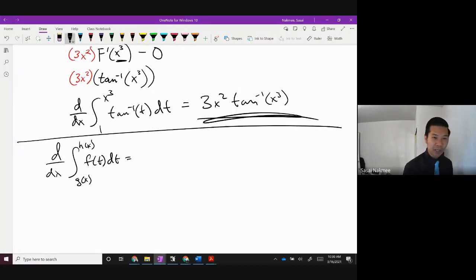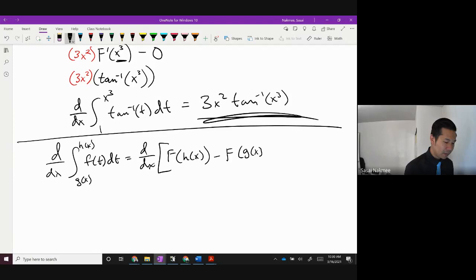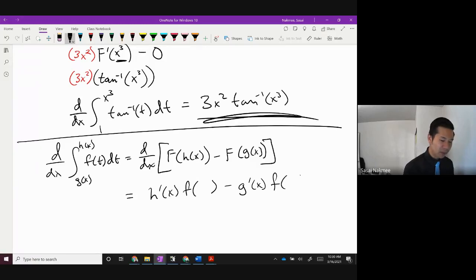This right here is going to be equal to, again, if we let the antiderivative of little f be capital F of x, this is going to equal d dx of capital F of h of x minus capital F of g of x. And when you take the derivative of this, we end up getting the chain rule, right? And when we chain rule this thing, we'll end up with the derivative of the inside function times the derivative of the outside function, which is just f of some stuff, minus, again, over here, the derivative of the inside times the derivative of the outside, which is just f of some stuff.